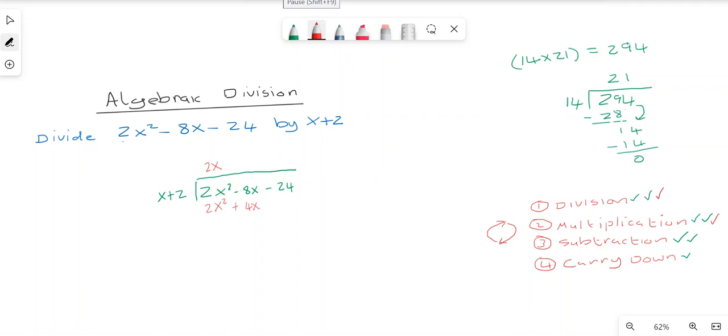So that's the second multiplication step. Then what I want to do is the subtraction step. So I'm subtracting the bigger part by the smaller part here. So we subtract these from each other. So 2x squared minus 2x squared, they cancel out, they give me 0. So minus 8x minus plus 4.